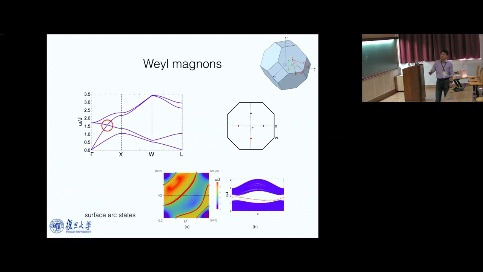So this is the magnon mode, the spin wave mode, and there is a band touching. This band touching is a Weyl band touching. These are Weyl points, and you can find all these Weyl points in the three-dimensional Brillouin zone. They come in pairs. Different color means different chirality.